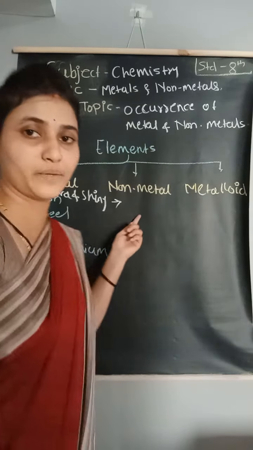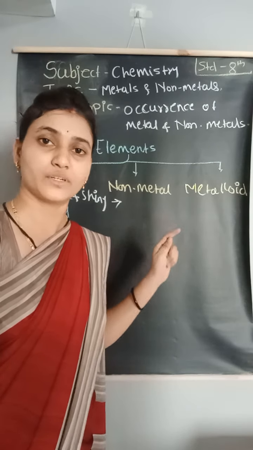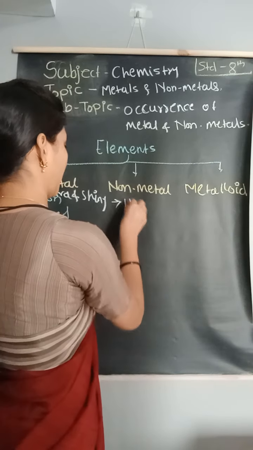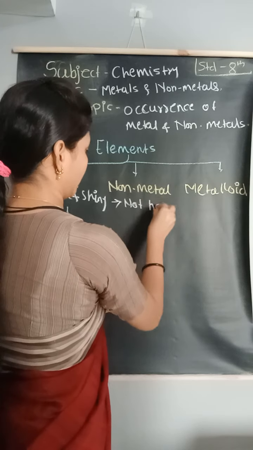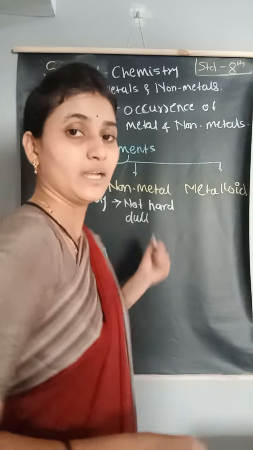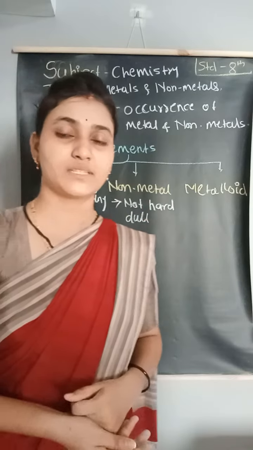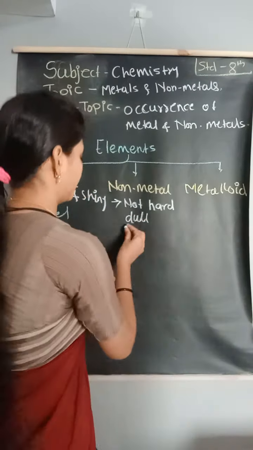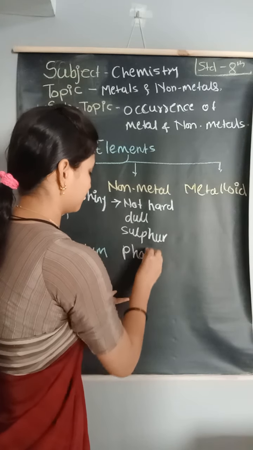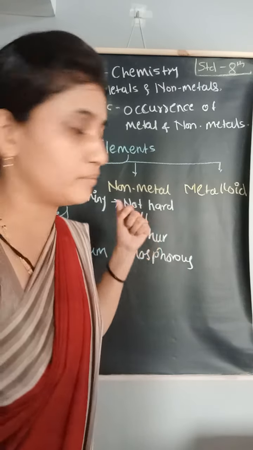Then what about non-metals? Non-metals are dull and somewhat soft. Non-metals are not hard, and those are dull. Those are not shiny. The examples of non-metals are sulfur and phosphorus.